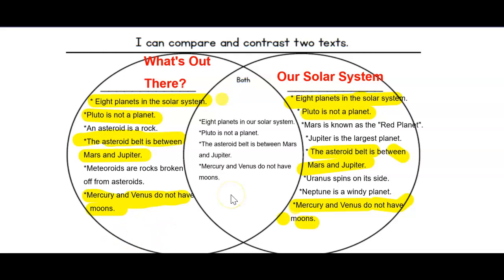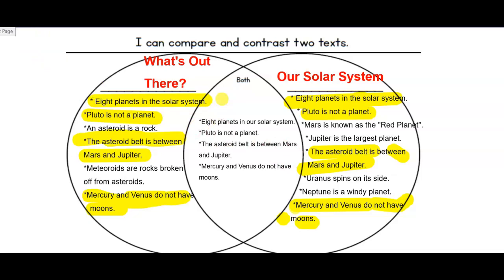Boys and girls, your Venn diagram should look like this in the middle. Both passages talk about 8 planets being in our solar system. Pluto is not a planet. The asteroid belt is between Mars and Jupiter. And Mercury and Venus do not have moons. Now, boys and girls, get ready to pause the video and write your paragraph about how the passages are alike and how they're different using the information on your Venn diagram. Then, unpause the video and let's see what you have.